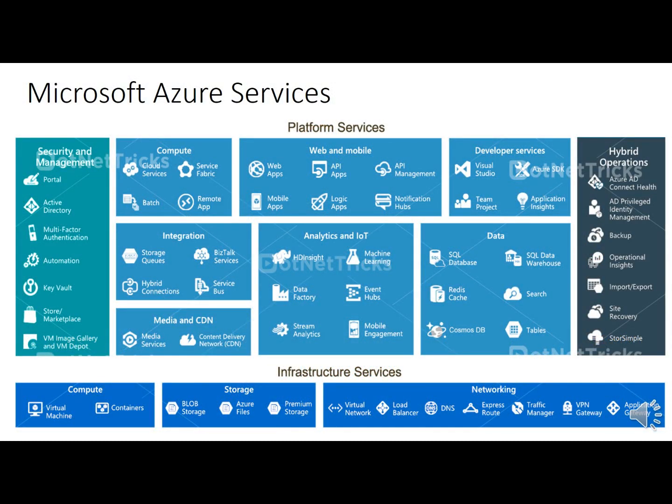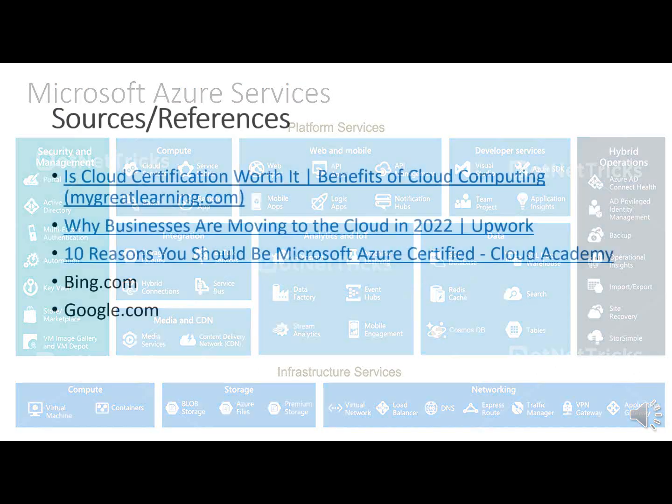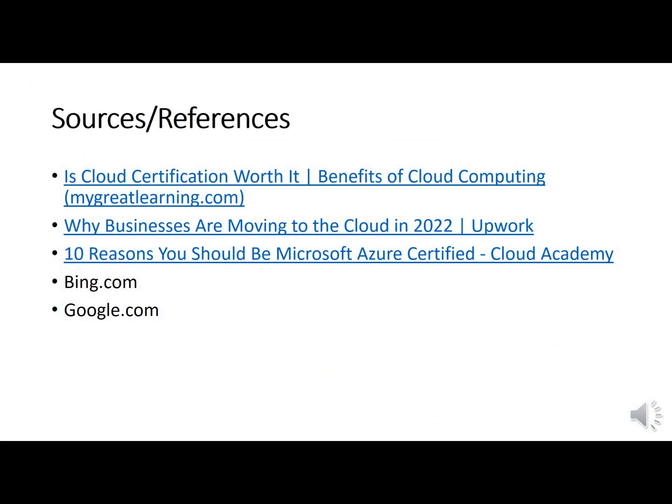Now these are most of Microsoft's services. We mentioned infrastructure as a service before. That's them right down there. We have the compute services, where we have virtual machines and containers, storage, networking. We have the platform as a service over there. We have security and management. We've got hybrid operations. All these will be understood as we move on in our classes. Take note that this is class 1. And these are the references where I gathered a little bit of information.